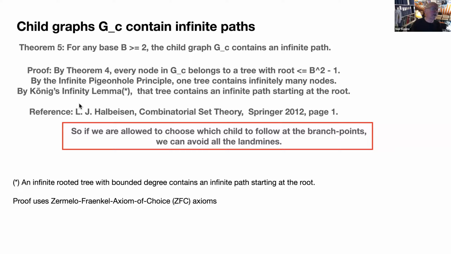And so we can apply Koenig's infinity lemma that says precisely that in this situation, there's an infinite path that starts at the root and goes to infinity. If you want to read about this very nice theorem, there's a really excellent book by Bollobás, Combinatorial Set Theory. So the moral of this is, if we're allowed to choose which child to follow, then we can avoid all the landmines. We know it's possible to avoid all the landmines. This is just an existence theorem. It doesn't tell us how to do it.